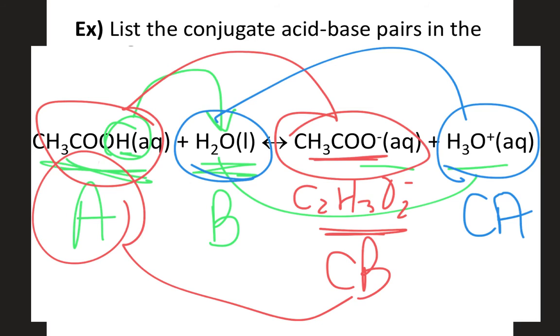So first start with your reactants. Figure out which one is the proton donor by comparing the products back to the reactants. And then whichever one gave up the proton is the acid, whichever one received it is the base. And then you find your pair, and the acid becomes more basic, and the base becomes more acidic.